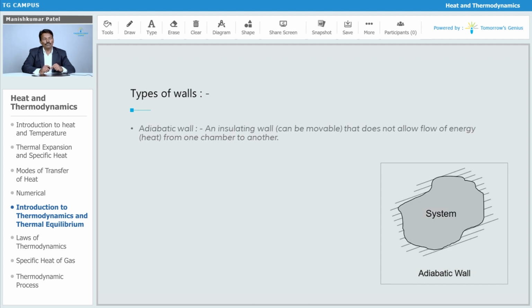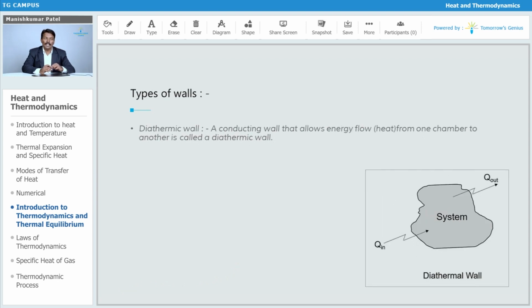The different types of walls which are there. One is your adiabatic wall. Adiabatic wall means there will not be exchange of heat. It is also called an insulating wall. You take a thermos and keep tea in it. The wall is adiabatic, which keeps your tea hot. This is what we call an insulating wall. It doesn't allow the flow of energy from one chamber to another. So this is your adiabatic wall.